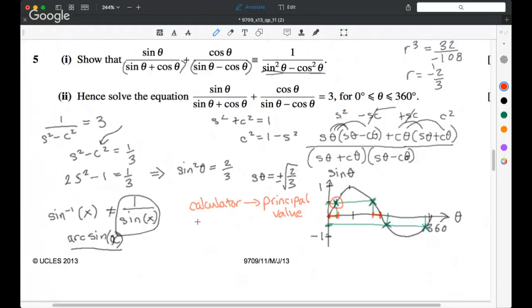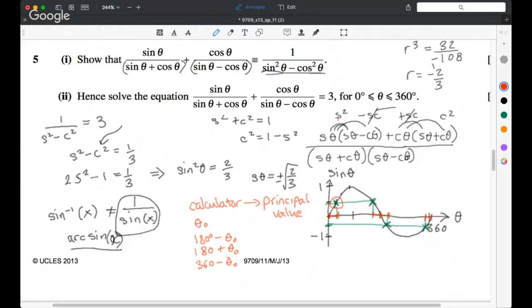So you have, let's say, theta naught. I can't remember what exactly it was in my calculator. The next one will be 180 degrees minus theta naught. The next one, look, it's just that same distance after 180, so we'll take 180 plus theta naught. And the last one is just that same distance below 360, so we have 360 minus theta naught.